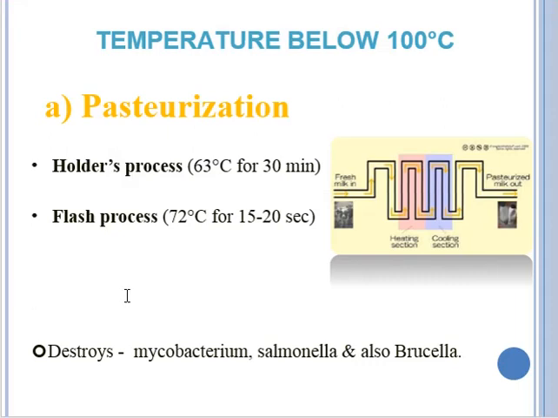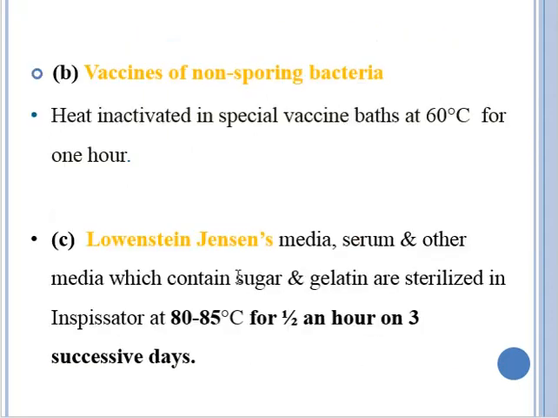Pasteurization is basically temperature below 100 degrees Celsius. It has two processes, the Holder process and the flash process, and it destroys Mycobacterium, Salmonella, and also Brucella. Vaccines, non-sporing bacteria, are heat inactivated in a special vaccine bath at 60 degrees Celsius for 1 hour. Serum and other media which contain sugar and gelatin are sterilized in an inspissator at 80 to 85 degrees Celsius for half an hour on 3 successive days.